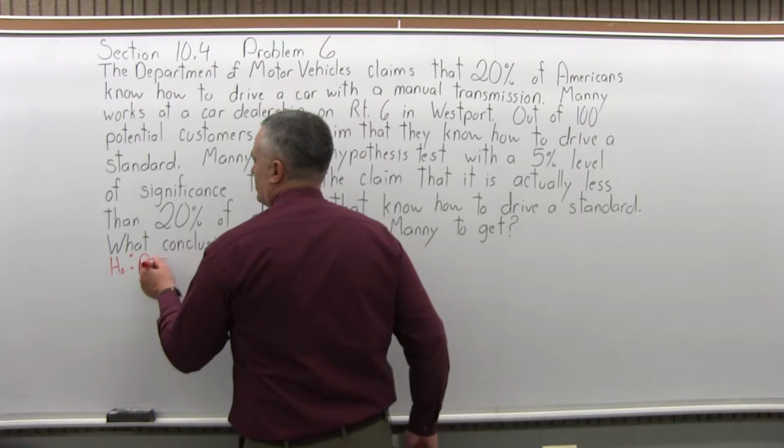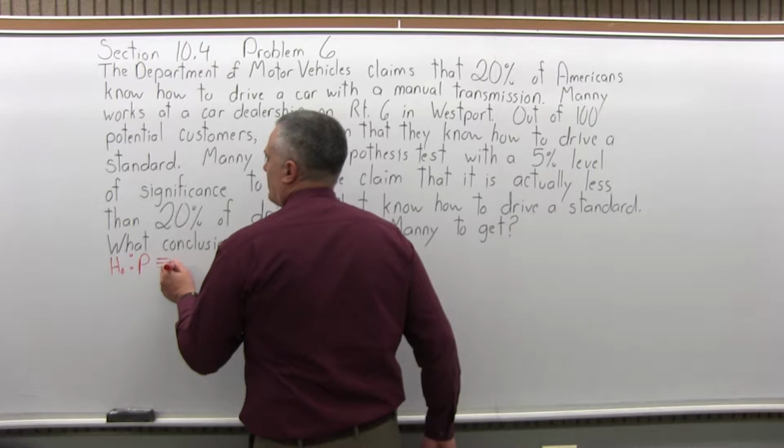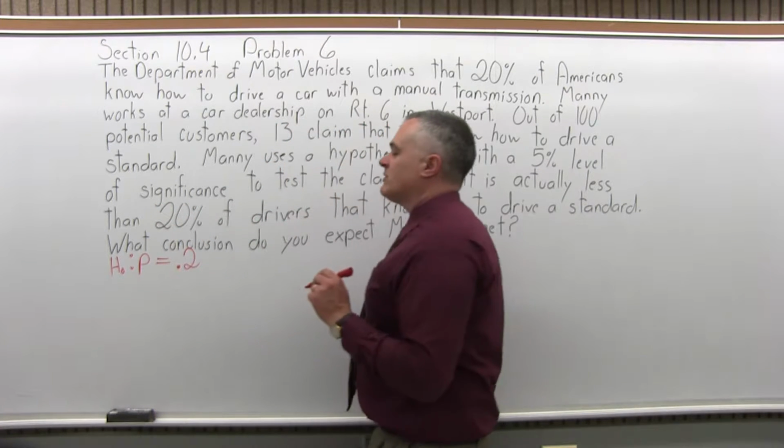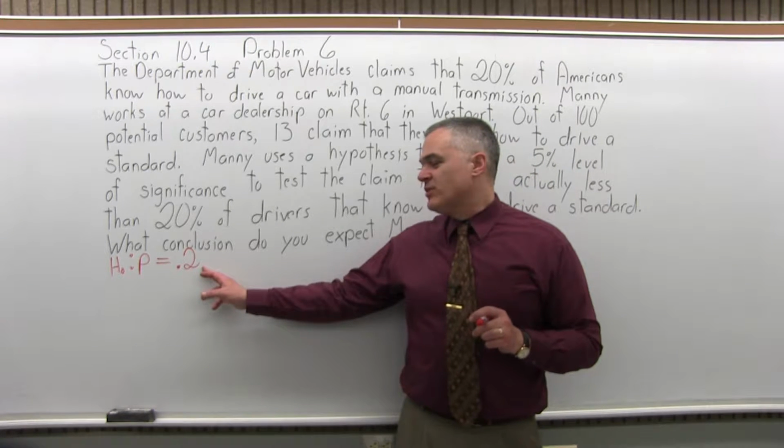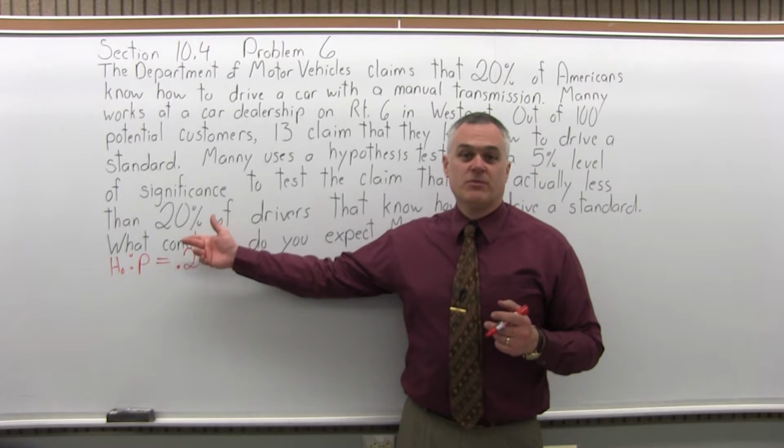You can use equal to. And then the percent is 20%, but we want to write that as a decimal. So you can write 0.2 or 0.20. You don't need the decimal on the end. 0.2 and 0.20 both mean 20%.